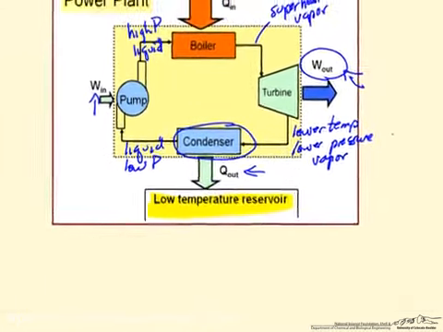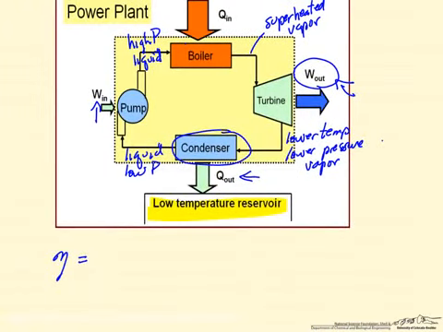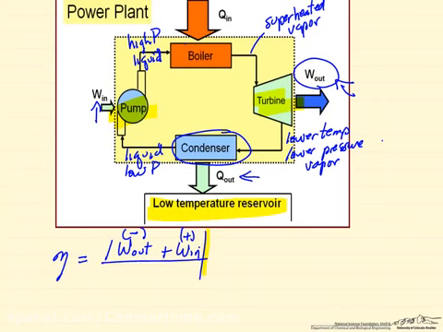And we can talk about the efficiency of such a process as the net work. So let's add these two terms, the work from the turbine here and the work from the pump. The work out is going to be negative. Work in is going to be positive. And we divide this by the heat added. So you can look at this efficiency as the heat added, that's what we have to pay for. And the net work out is what we can sell.